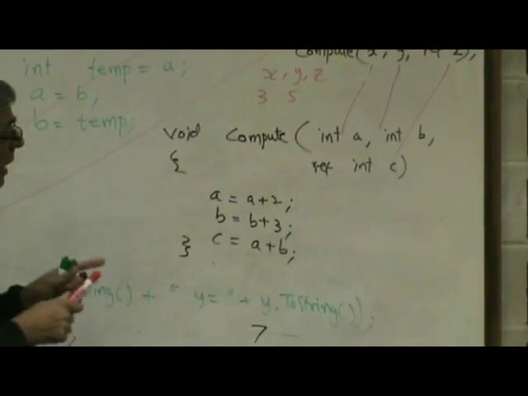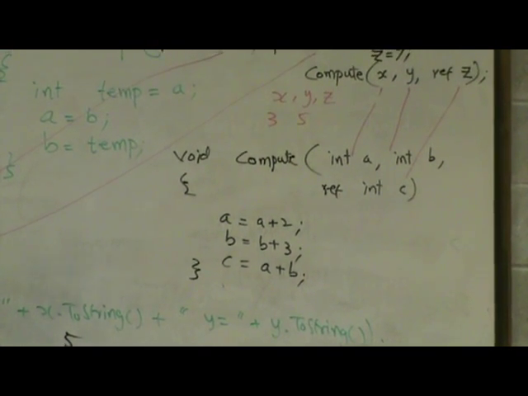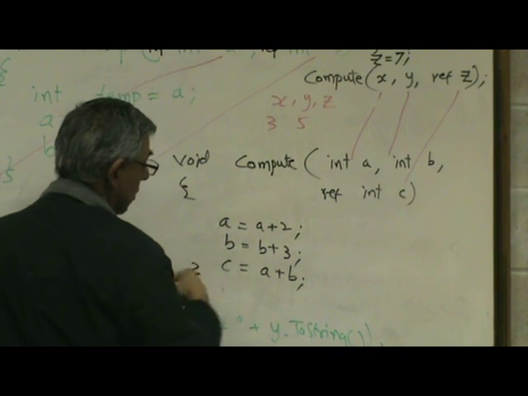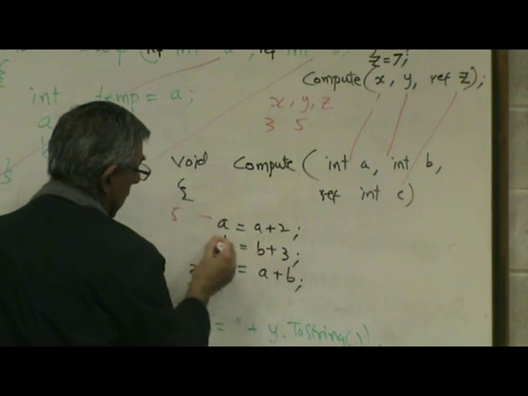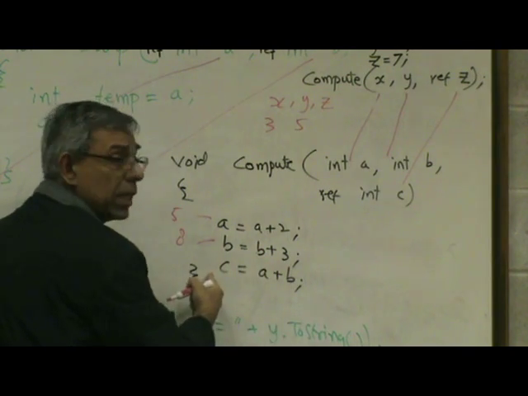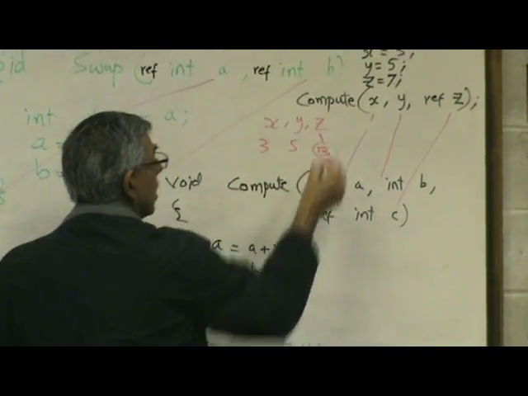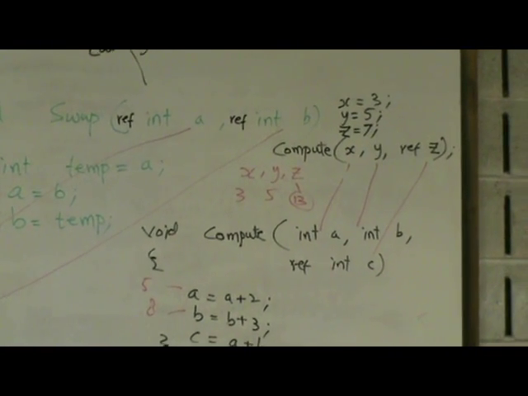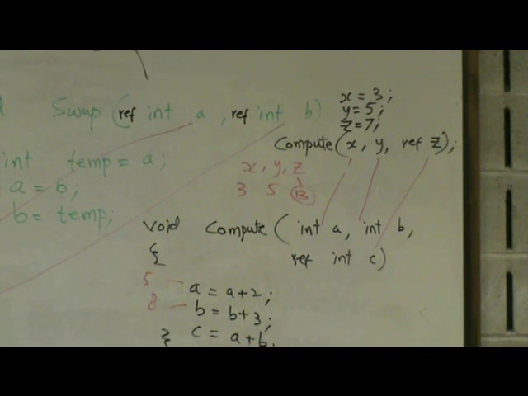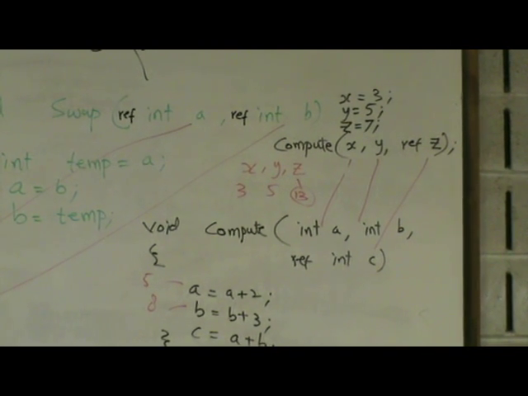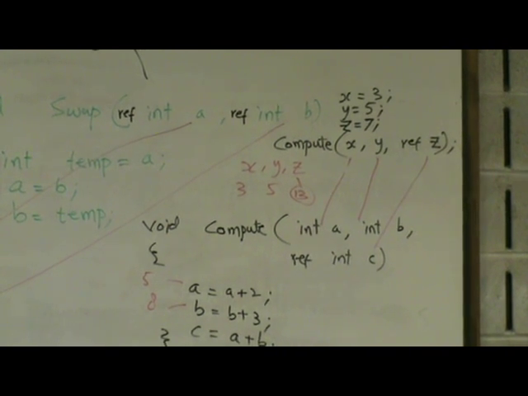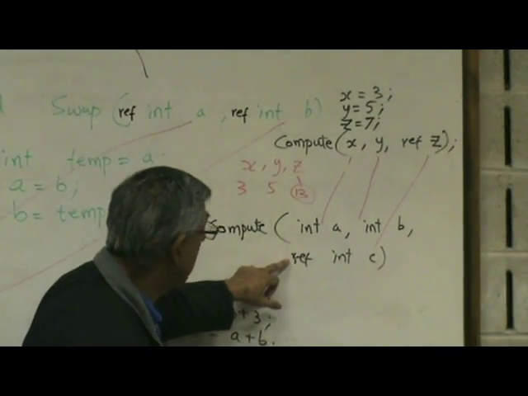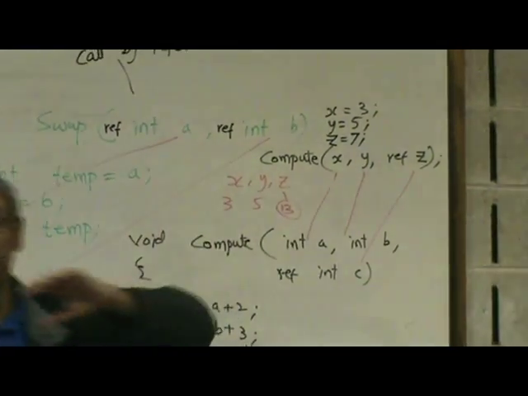So now z is by reference, so that will change. That you do have to figure out. So a was 3 to begin with, so this becomes 5, b becomes 8, and then c will become 13. So z will be 13. So anyway, now that you understand how we pass something by reference and something by value in C#, once again, the ref keyword is needed to call by reference, both in the method as well as in the calling code.